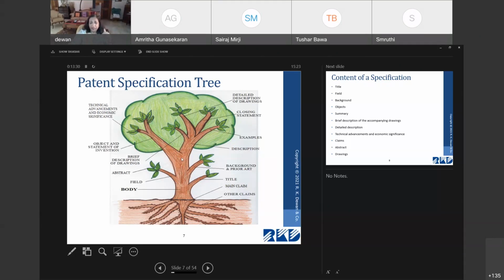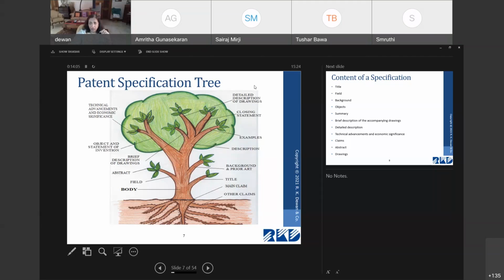So after the background, you have the description, in which you have a brief description of drawing, detailed description, closing statement, and examples. Then here you have the other part, which is the object and statement of invention, and technical advancement and economic significance. So if we take care of this, then it is a fully rounded specification.